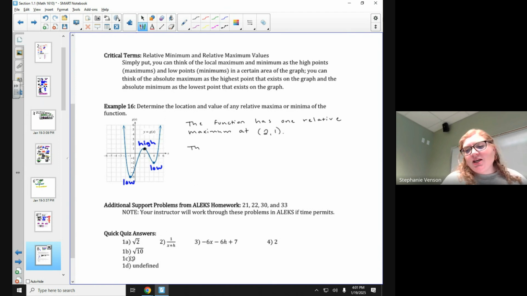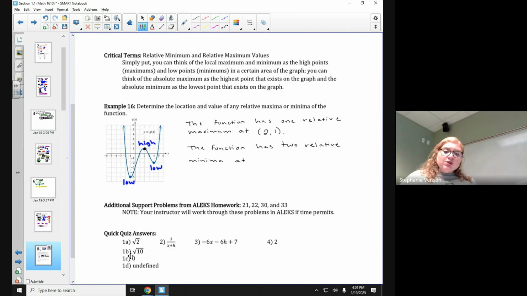And then we're going to say the function has 2 relative minima at, and we're going to list those 2 low points. So it looks like the first one right here is at (-1, -5). So (-1, -5). And the second one right here is at (4, -2).